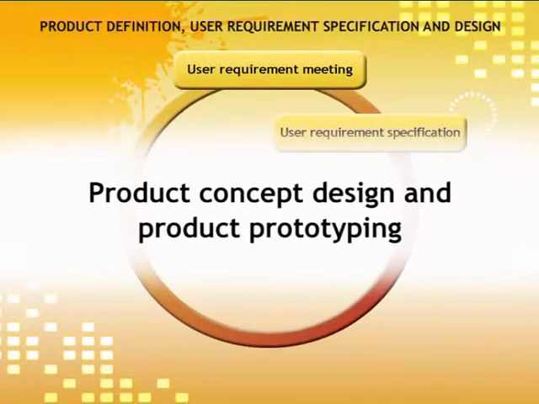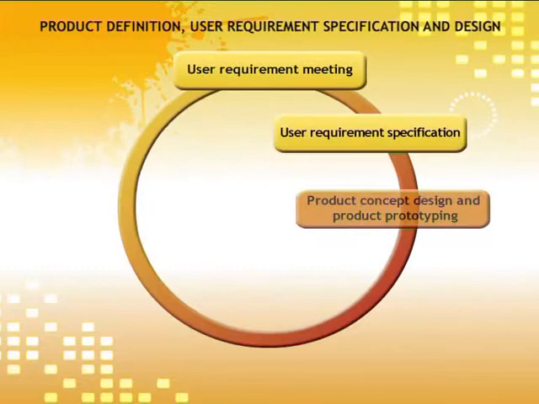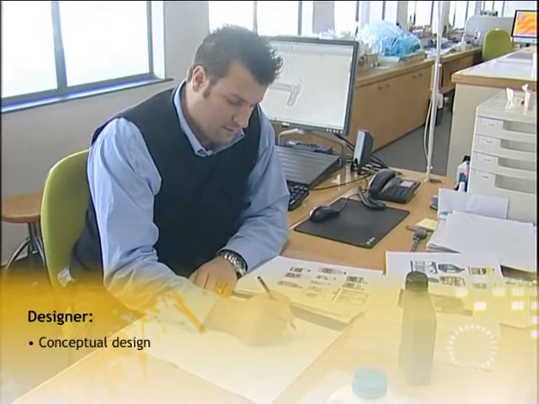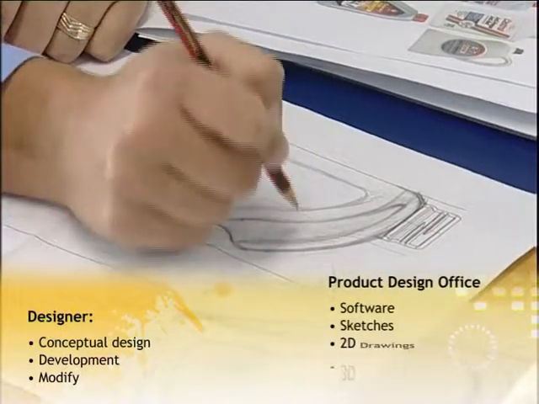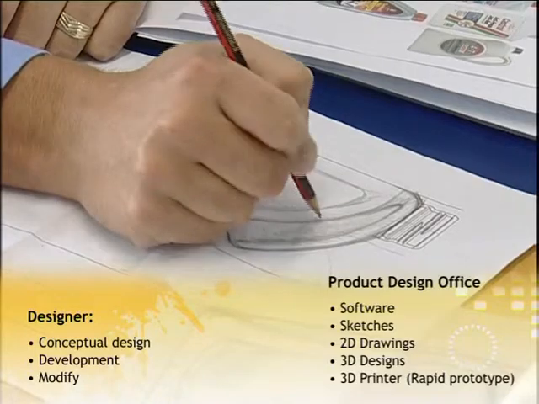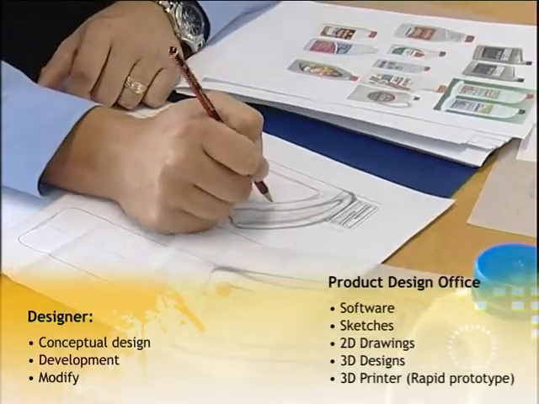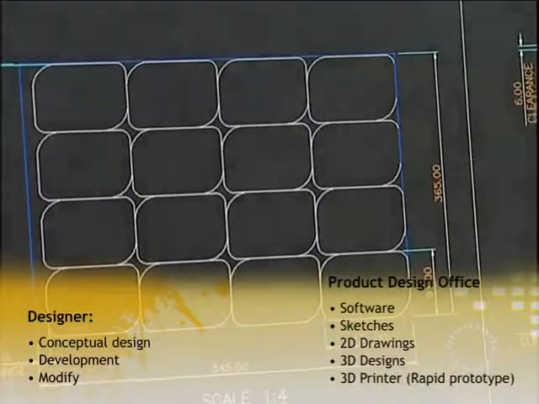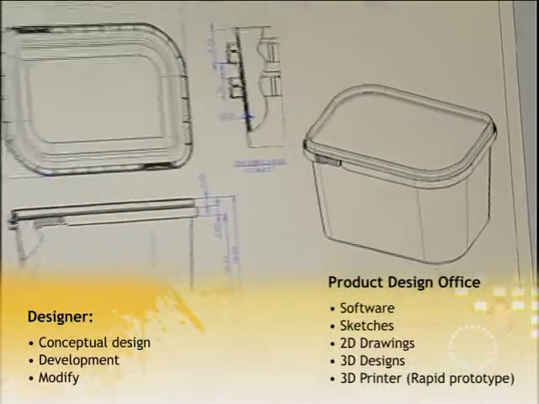Product concept design and product prototyping. Based on the defined user requirements, the product designer is briefed to start with a conceptual design of the product. Typically, this entails rough sketches, followed by 2D designs and even 3D drawings and prototypes or mock-ups for the client to approve.